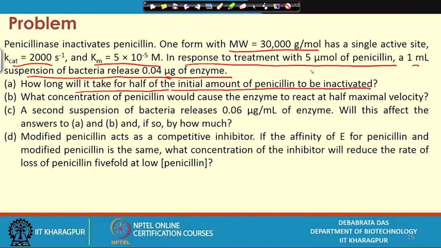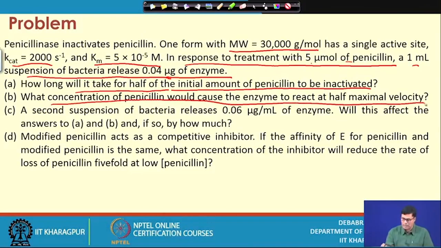The initial penicillin concentration was 5 millimolar. Then, what is the concentration of penicillin that caused the enzyme to react at half maximum velocity? Then a second suspension of bacteria releases 0.06 micromoles per milliliter of enzyme. Will this affect the answer to A and B?